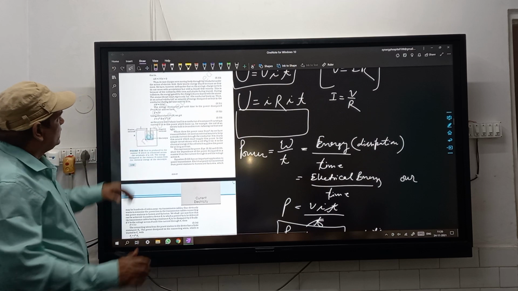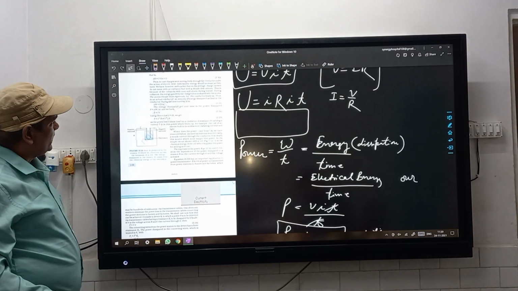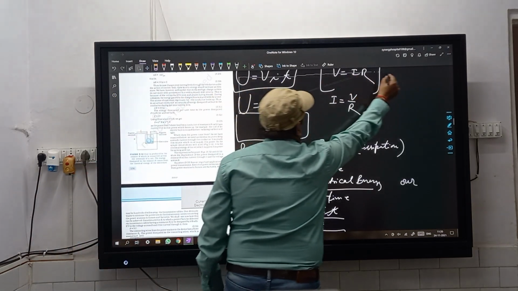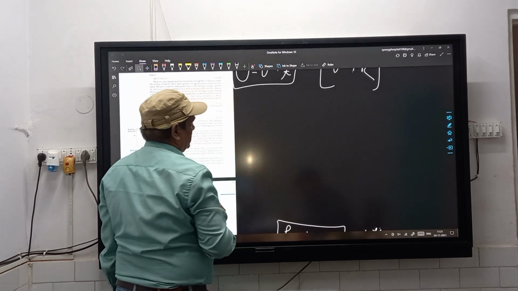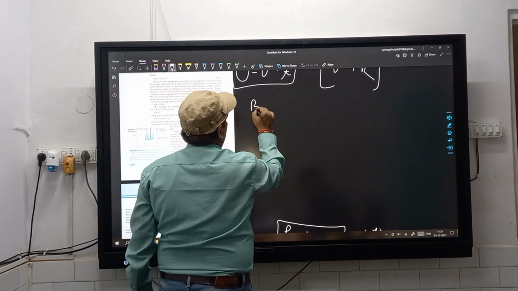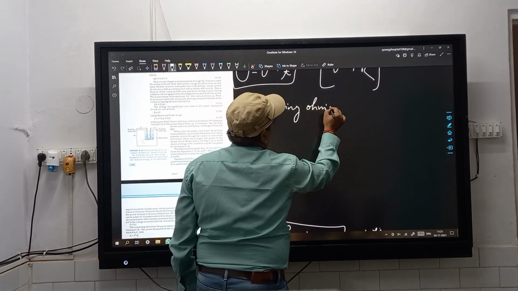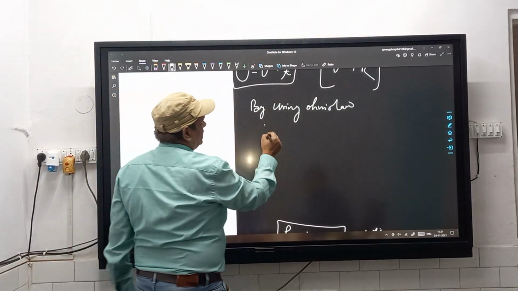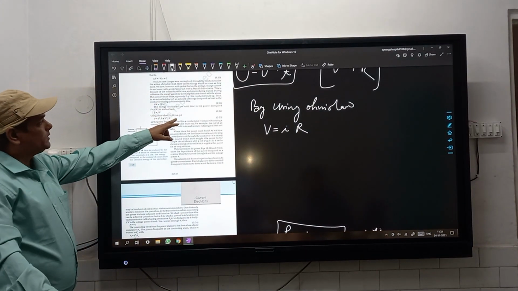So from here you can get P is equal to V into I. This is very easy to derive by using Ohm's law. What is Ohm's law? V is equal to IR. By using Ohm's law, V is equal to IR.